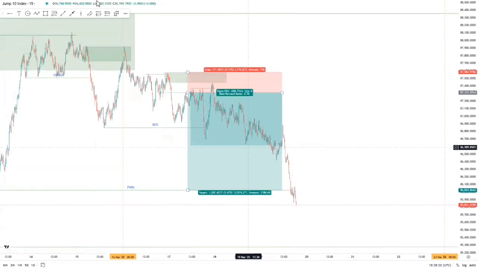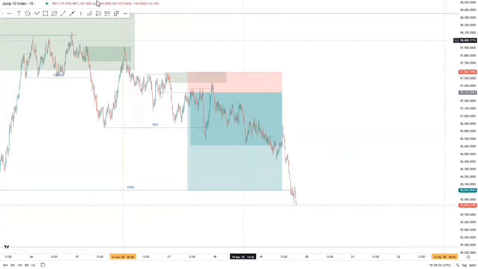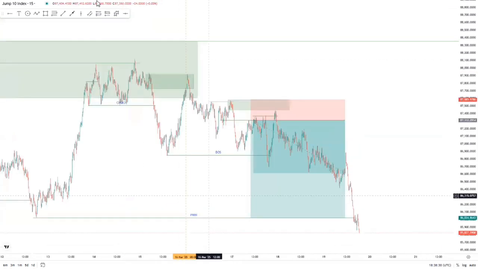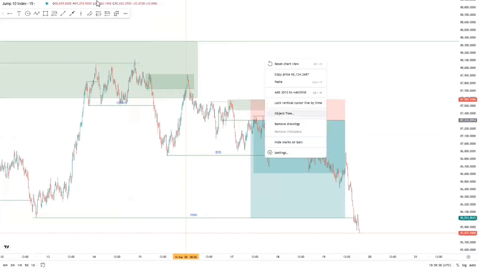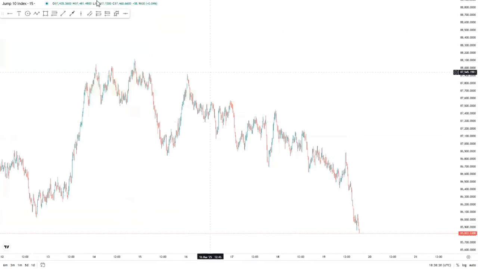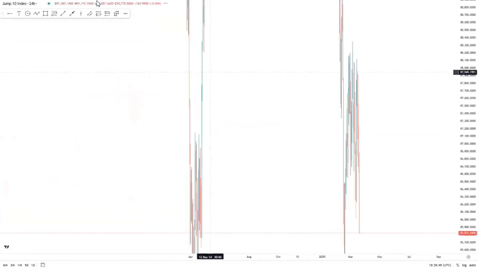So with the same strategy of the previous week high, previous week low, the sweep of liquidity, everything, guys. With only that, the same strategy. Let me reset the charts, and I will start to explain, guys.